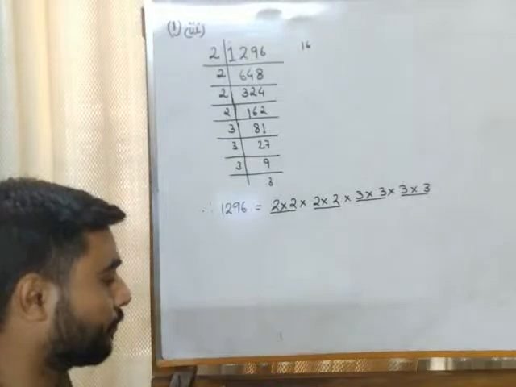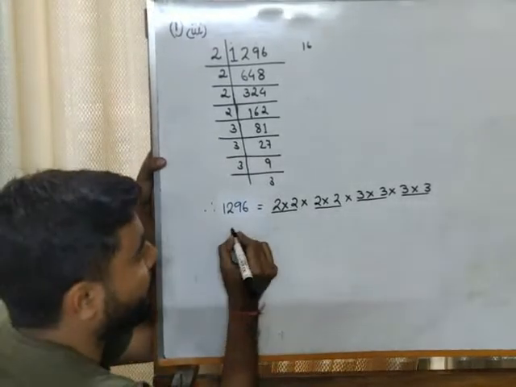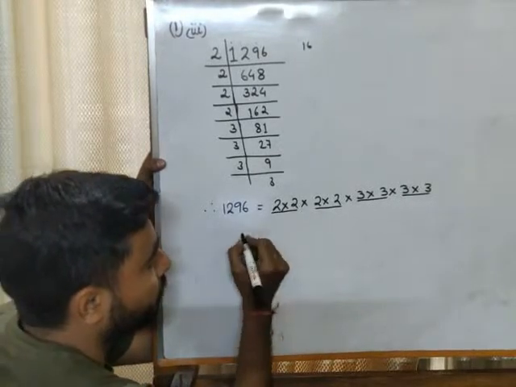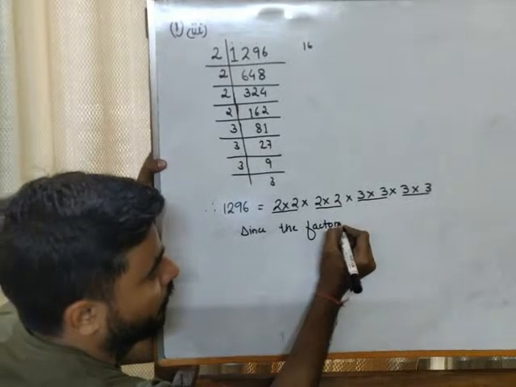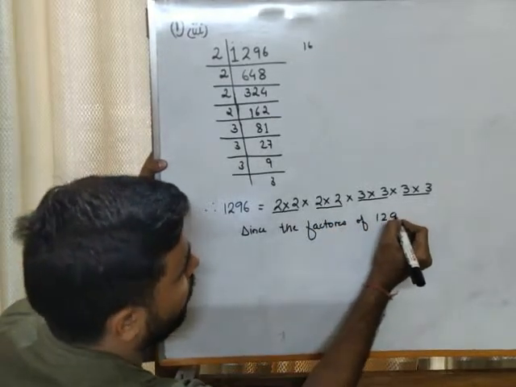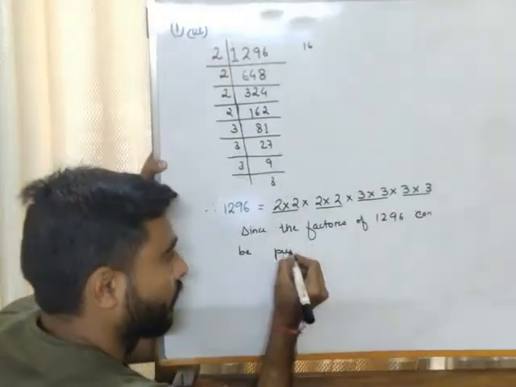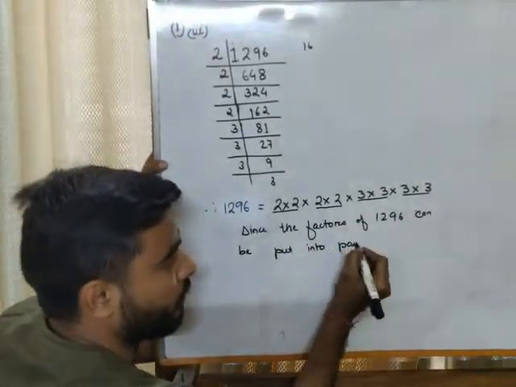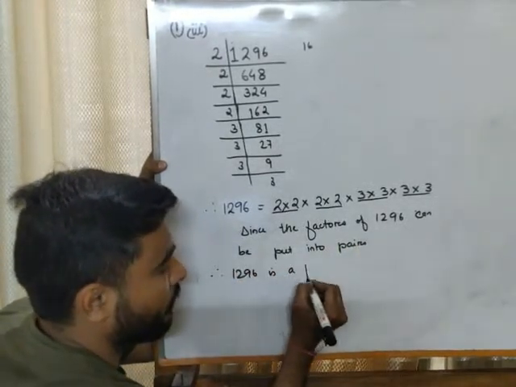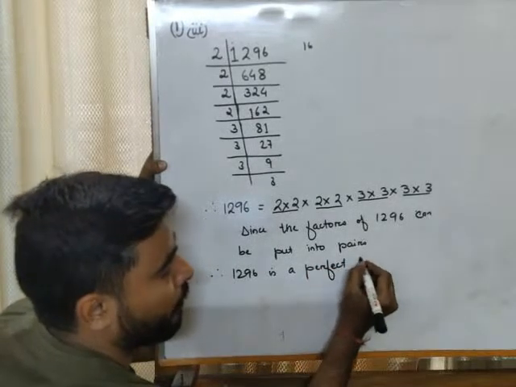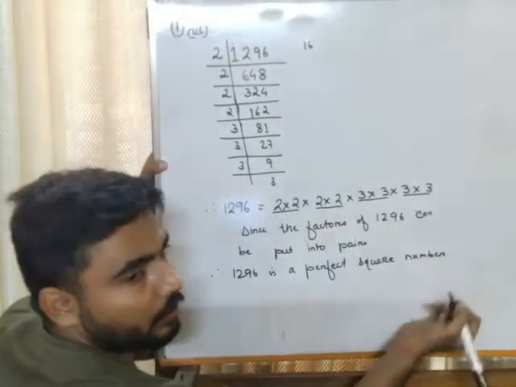Okay, therefore it will be written as: since factors of 1296 can be put into pairs, therefore 1296 is a perfect square number.